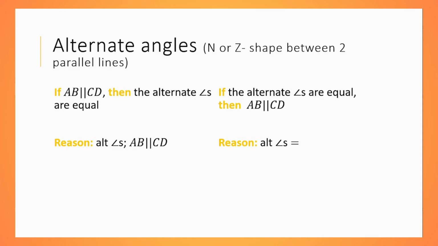The second of the properties that we look for when we have parallel lines, this is still geometry of straight lines, is alternate angles. So alternate, think of alternating.